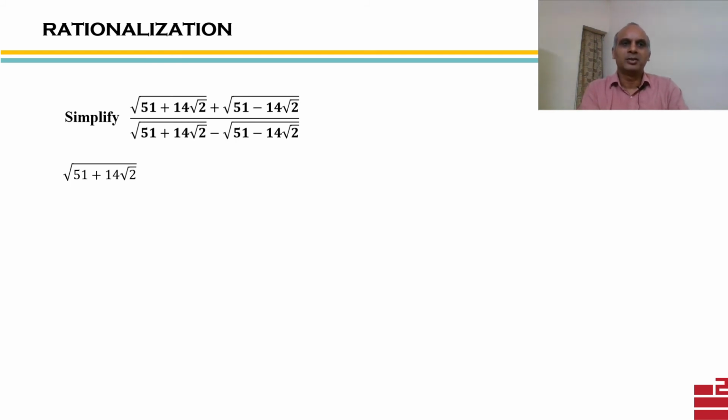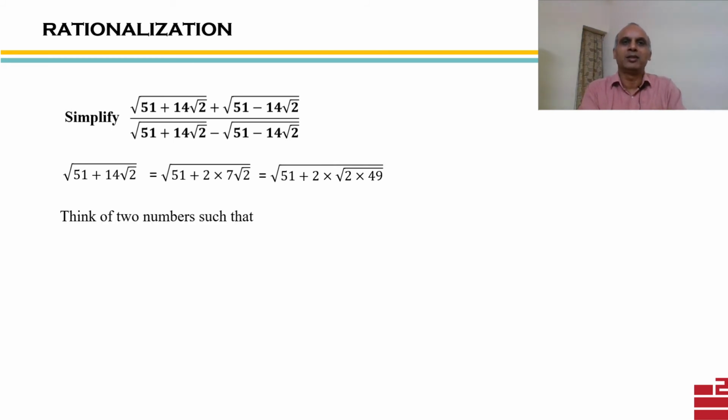Now one of the terms is root of 51 plus 14 root 2, and as usual we will ensure that the coefficient of the root term is 2, but here it is 14. So we do the manipulation part. We segregate 14 as 2 into 7. 7 is root 49. So we finally get this.